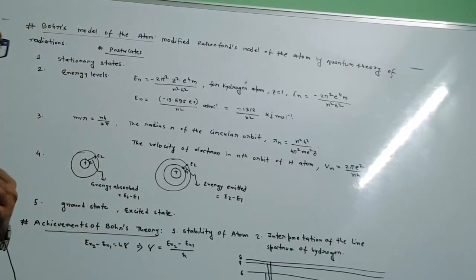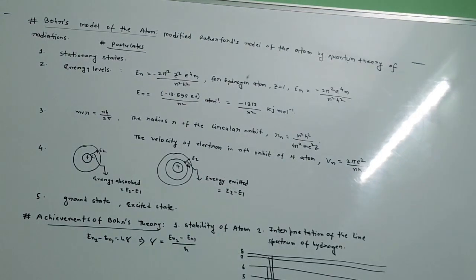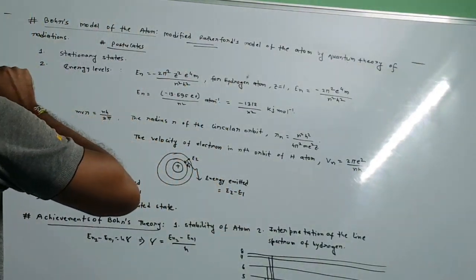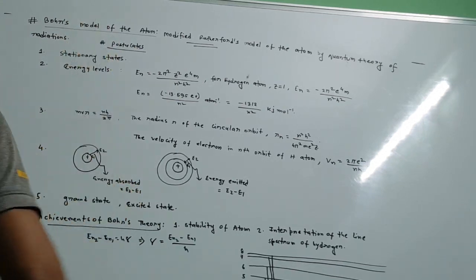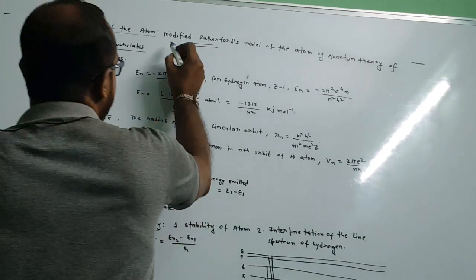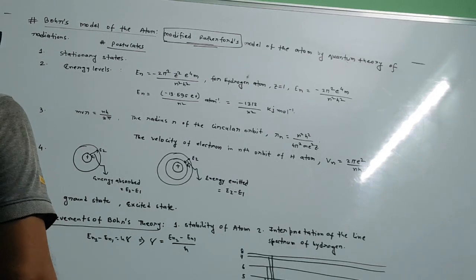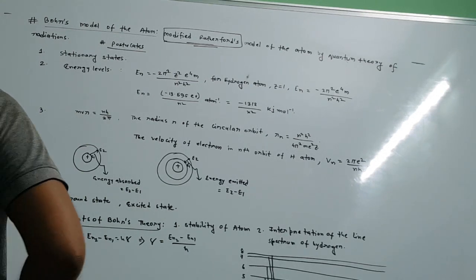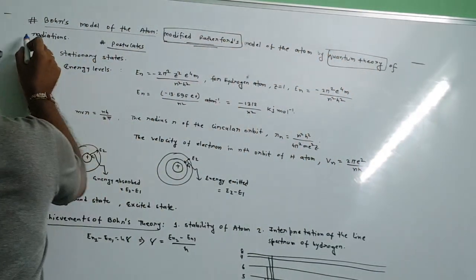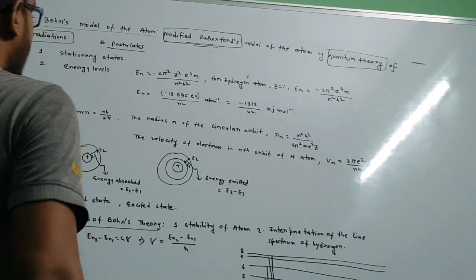So let us move forward to our next topic, which is Bohr's model of the atom. Bohr proposed a model of the atom which explains something else than what Rutherford explained. It's a modified version of Rutherford's model, and it is based on the quantum theory of radiation.